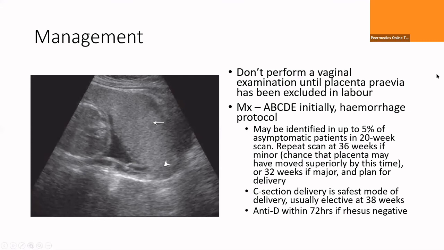C-section is really the only method of delivery that we've got, because obviously that means the baby isn't going to be trying to get through the internal os, and this is usually done electively at 38 weeks. And as we said in the previous slide, make sure you administer anti-D within 72 hours if you've got a rhesus negative mother or a mother of unknown rhesus status.